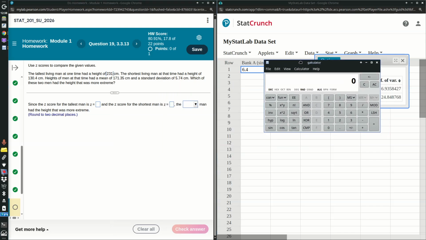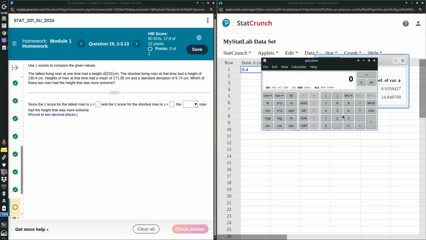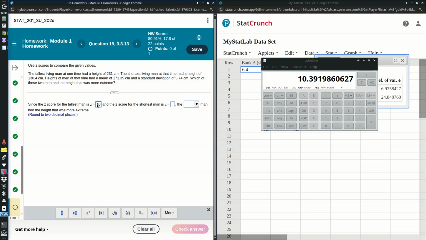So to find the z-score of the tallest man, we would want to do 231 minus the average, which was 171.35. And then we want to divide by the standard deviation, which is 5.74. And we get, to 2 decimal places, 10.39. So 10.39, that would be the z-score for the tallest man.